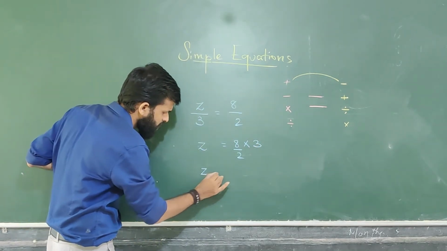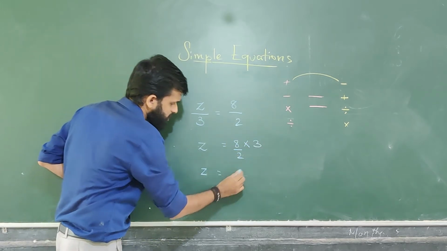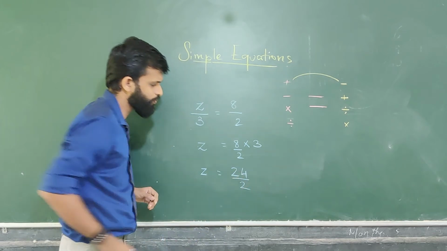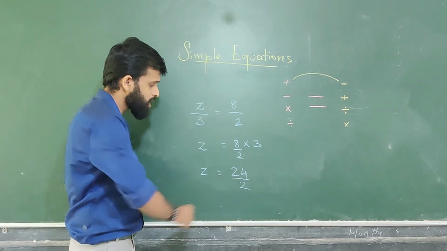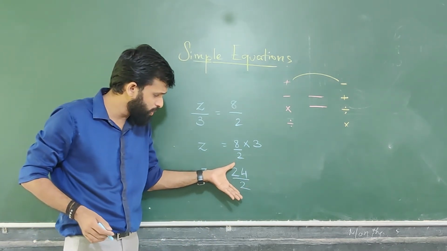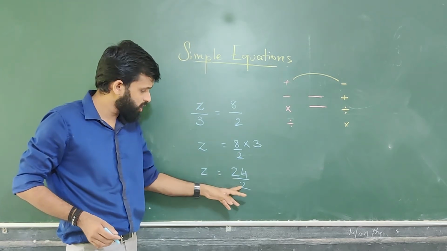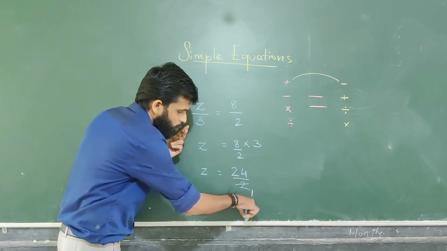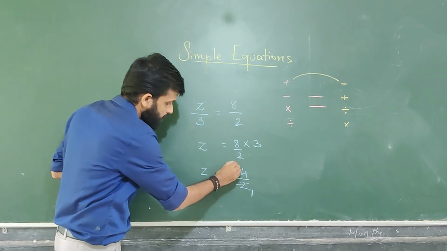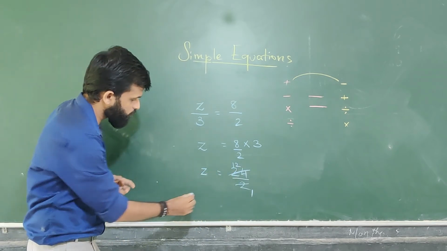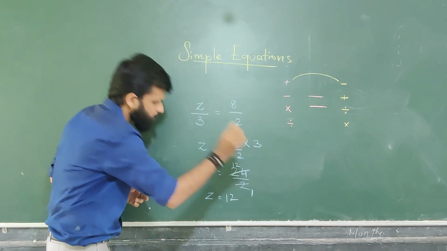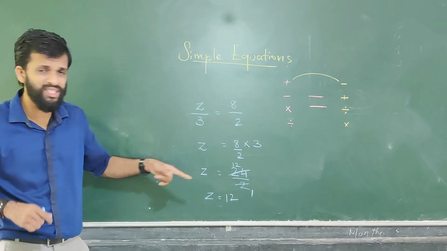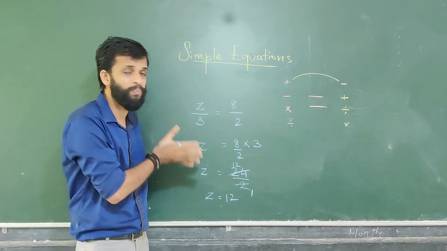And finally, I will get 8 3s is 24 upon 2. Okay, and I can cancel this. How do I cancel? Simple. Think of the small number, keep it in your mind, and that number multiplied by 2 is 24. 12 2s is 24. So z is nothing but 12. Okay, I hope you know how to divide like this. If you don't know, then please practice it.